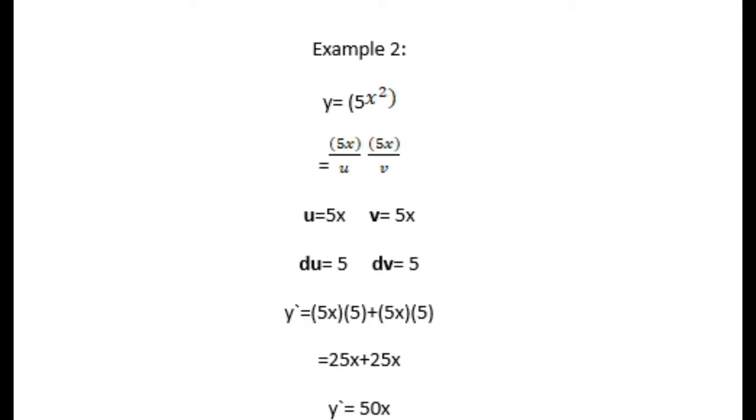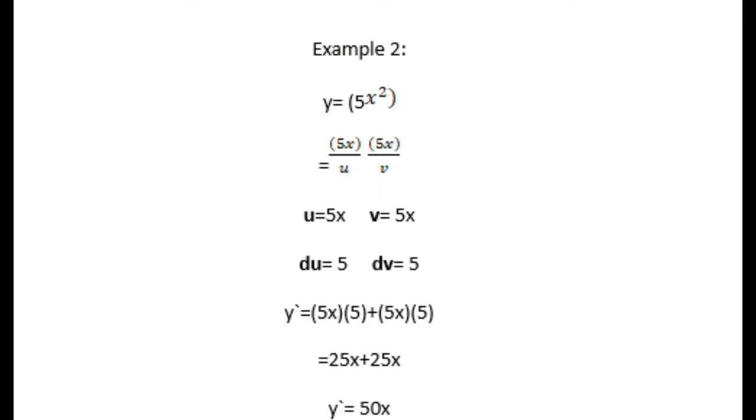Our first function is 5x. Let's say this is u. And our second function is 5x. Then let's say this is v. So u is equal to 5x. Then the derivative of u is equal to 5. Our v, second function, is equal to 5x. The derivative of v, which is 5x, is equal to 5.